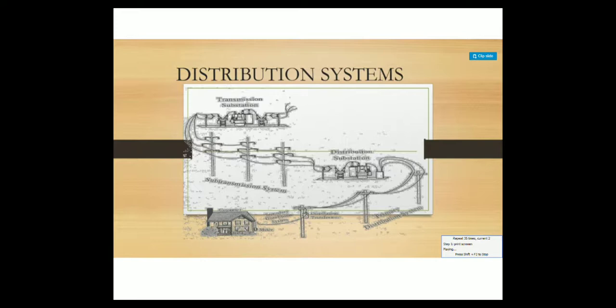This is a total distribution system layout, that is, the structure of a distribution system. From the transmission substation it will enter into the distribution system, from there it will enter into the sub-transmission system, then it will move into the loads.